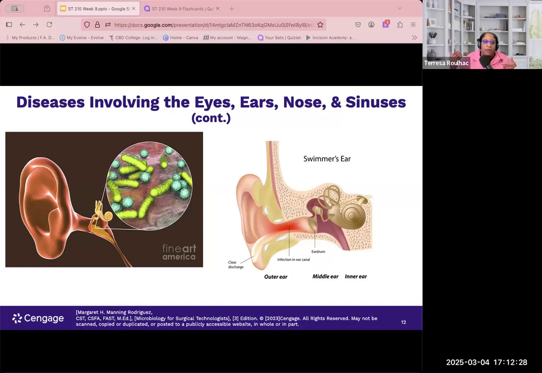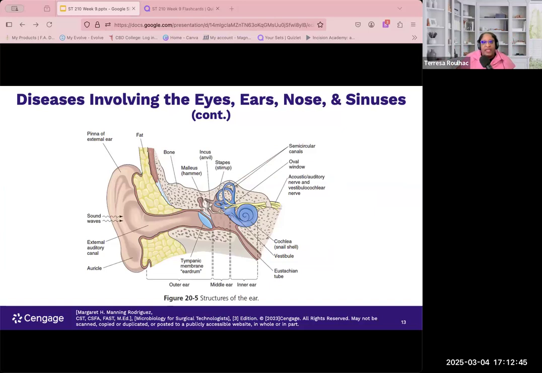And it doesn't lead to any crazy complications. We usually give the patient topical antibiotics and then some type of drying agent to dry out the ears. And the biggest thing is to keep the ear canal dry and really prevent further infection.